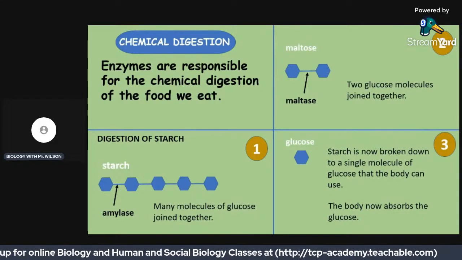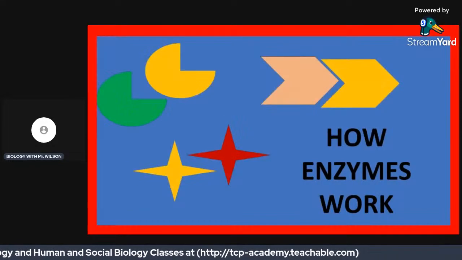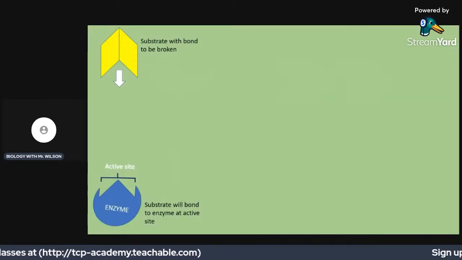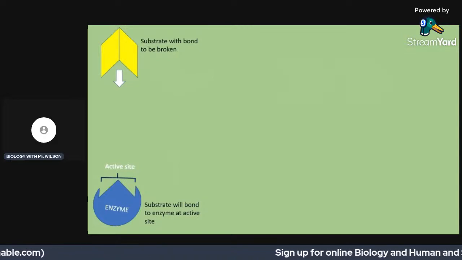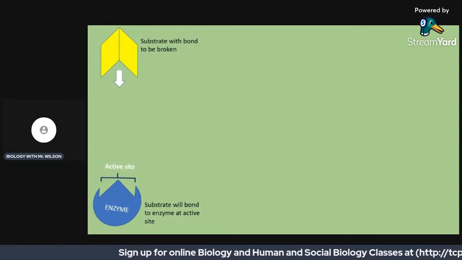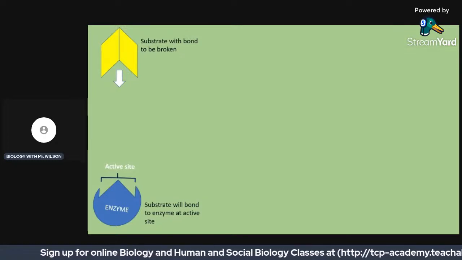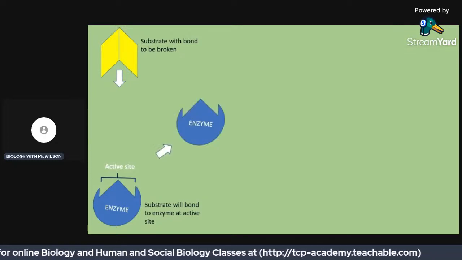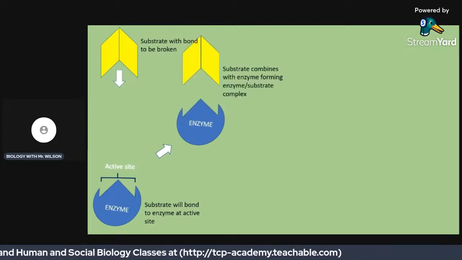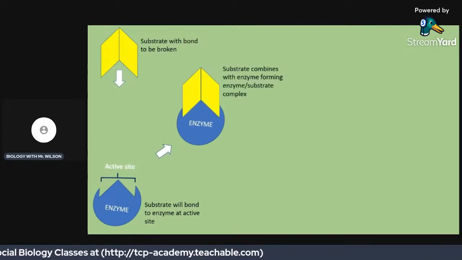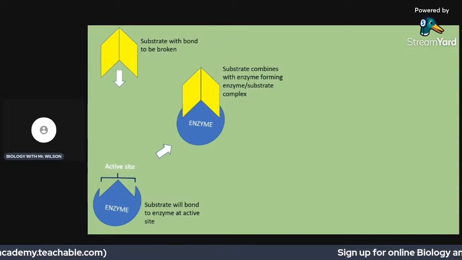Let's look at an animation of how the enzyme works. Here we have the substrate with the bond to be broken. The enzyme has an active site, and the substrate will bond with the enzyme at the active site. The substrate bonds with the enzyme to form an enzyme-substrate complex.